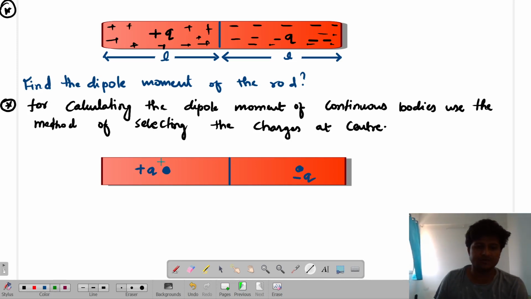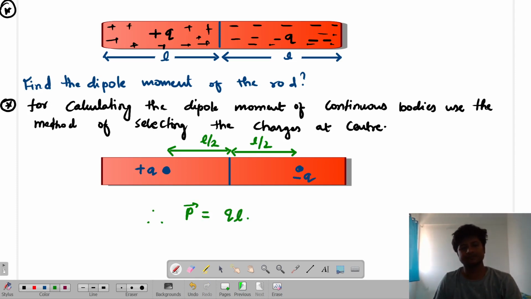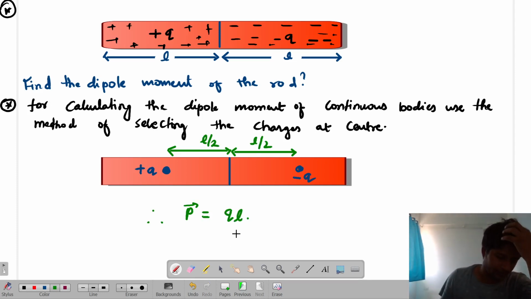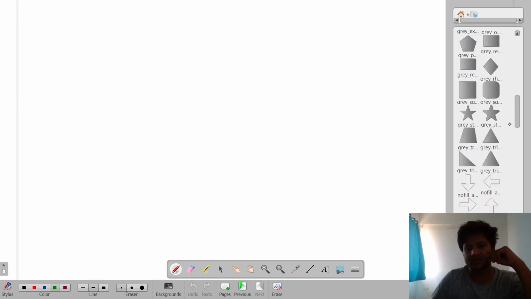But if they are at the center of this half rod, that means this distance is how much? L by 2, and this distance will be L by 2 only. Is that clear? So the net distance between the two charges is L. Therefore the dipole moment is q into length. Are you able to get me? So for a continuous body, just consider the charges to be at the center. Is that clear? Let us take one more example.